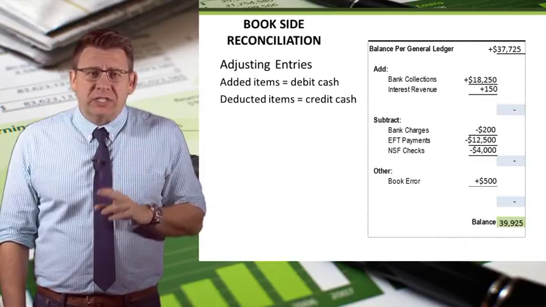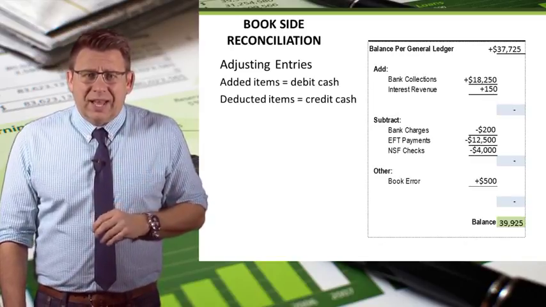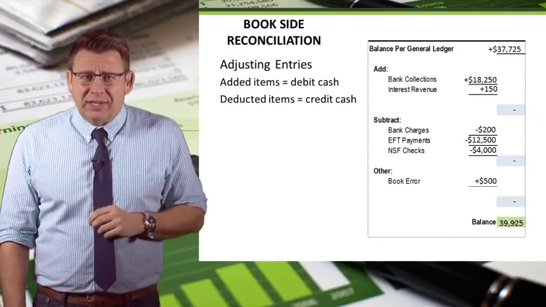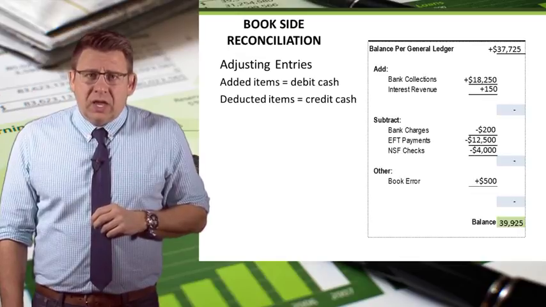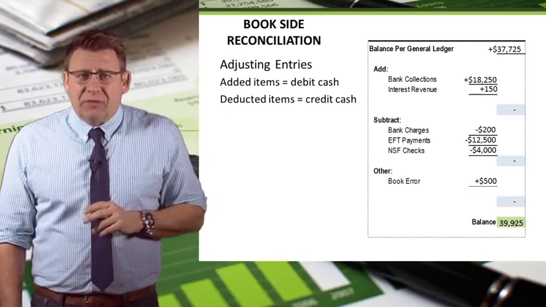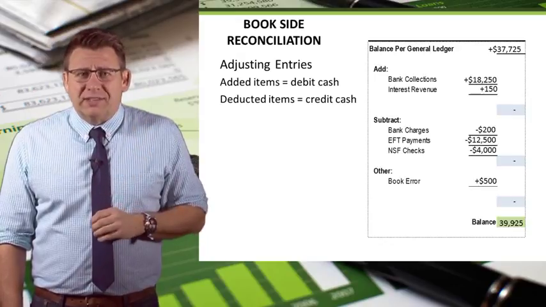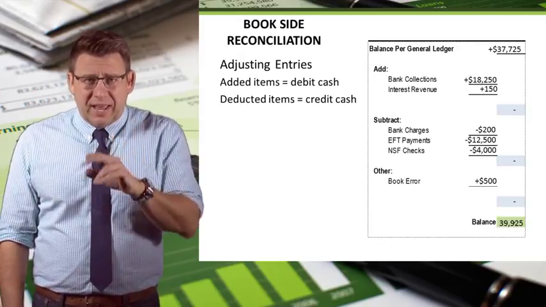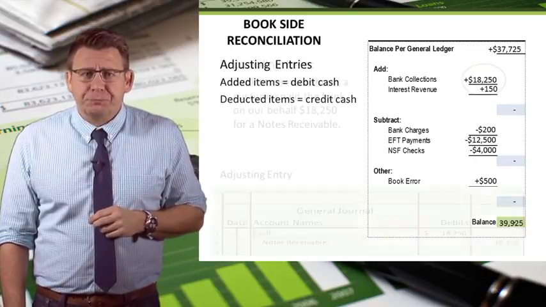Cash adjusting entries aren't too difficult to figure out if you remember the following. Items that are added in the reconciliation process mean a debit to cash and a credit to whatever account the item relates to. Items that are deducted in the reconciliation mean a credit to cash and a debit to, again, whatever the item relates to.